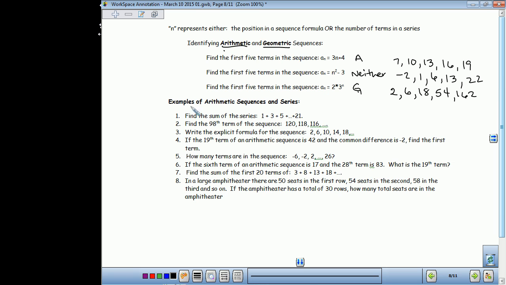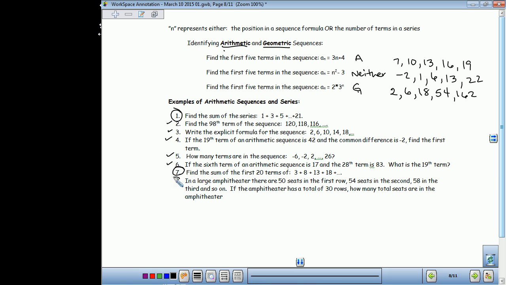Okay, so here are some of the things we could look at and do. We're actually going to do this first one. We're going to find the sum of this series. We can find terms in a sequence. We can write explicit formulas. So this is old, this is old, this is old. How many terms are in the sequence? We did that last year. If the 6th term is this and the 28th term is that, what is the 19th term? All of these were from last year. Now the sum is new.